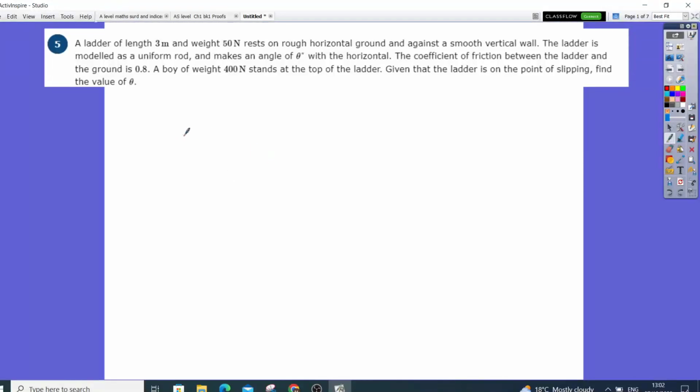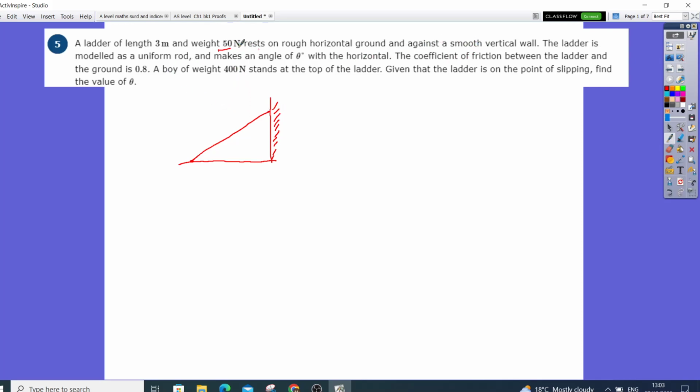Okay, let's have a look at this question. It says a ladder 3 meters long, weight is 50 newtons, rests on a rough horizontal ground against a smooth wall. So there's the ladder, there's the wall, and this is rough, and this is smooth. Okay, there's the wall. Now, there's a point there, there's a point here.